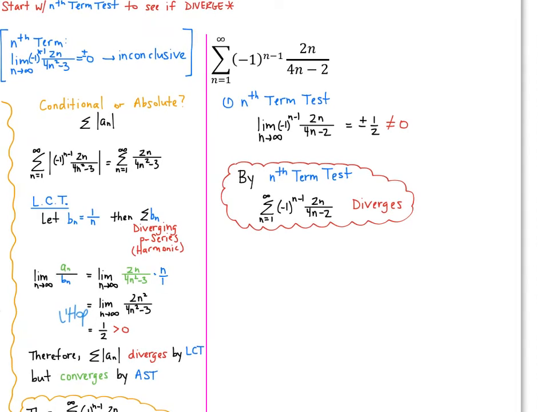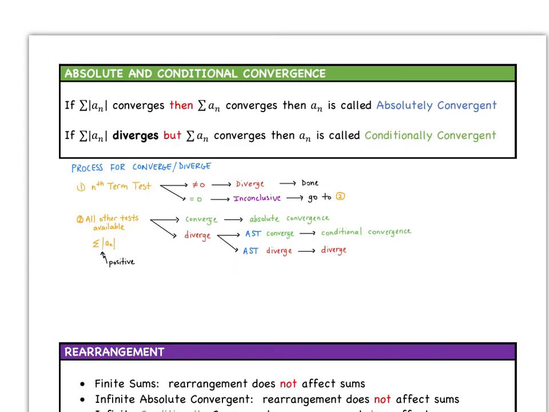Okay, let's move on to this next example, example 2. Again, we have an alternating series, but we always start with the nth term test. Taking the limit of that entire series, we would end up with plus or minus 1/2, because this guy is going to continue to be plus and minus, but this portion goes to 1/2. So that doesn't equal 0.